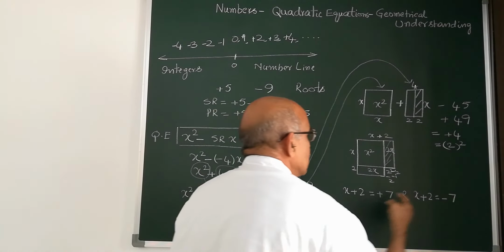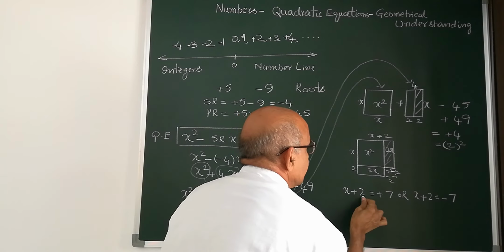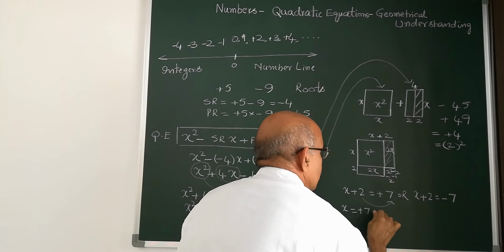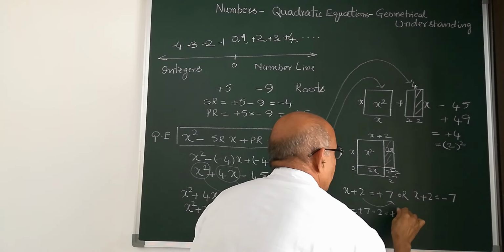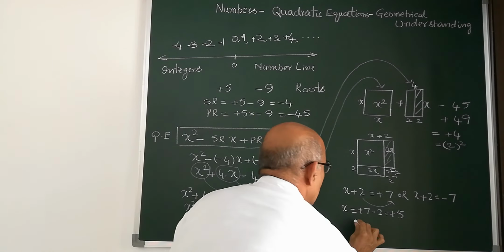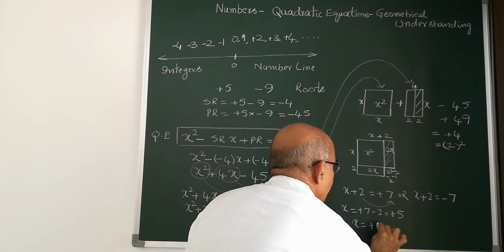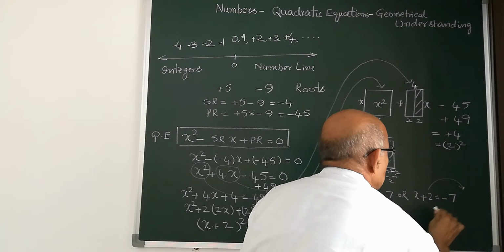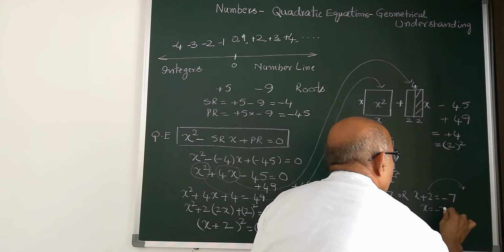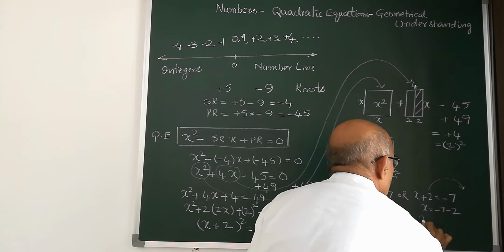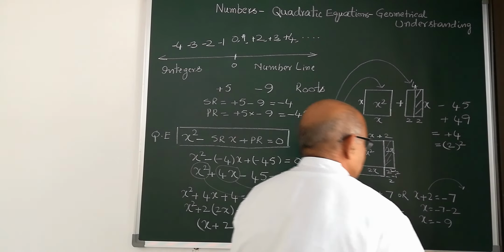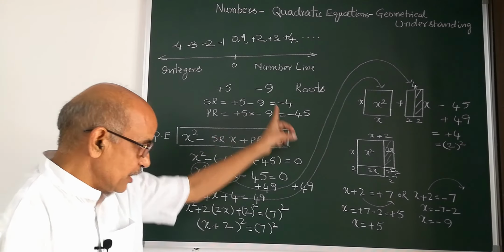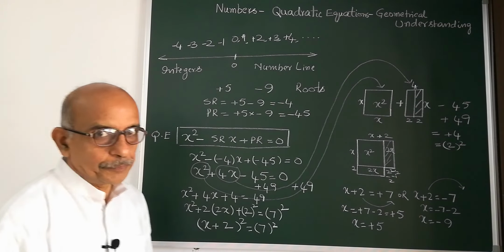Now, if I take this 2 to this side, plus 2 becomes minus 2. So x becomes plus 7 minus 2, which is equal to plus 5. So we got one answer for x as plus 5. Now if I take this 2 to this side, it becomes minus 2. So x is equal to minus 7 minus 2, so x becomes minus 9. So what are the answers? We have the roots plus 5 and minus 9.